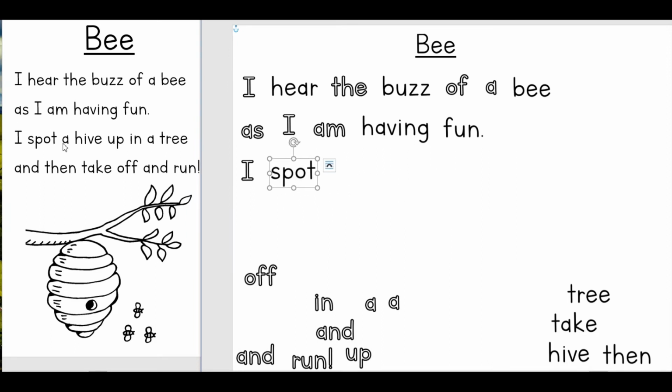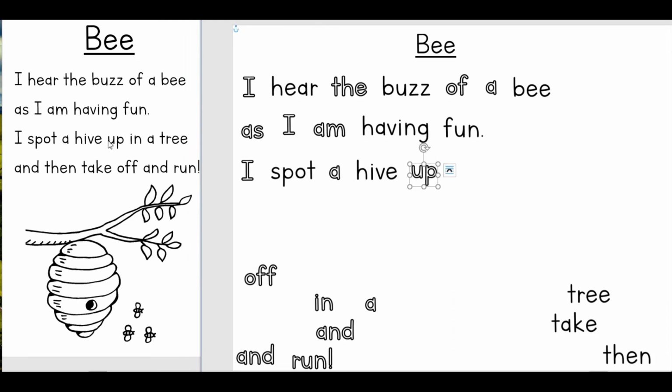I spot a. We know what a looks like. A circle with a line on the side. I spot a hive. H-I-V-E, hive. Here's the word hive. It starts to get easier as you go through the poem because there are less words to look at. I spot a hive up. U-P, up. Up is a sight word. U-P, up. Here it is.